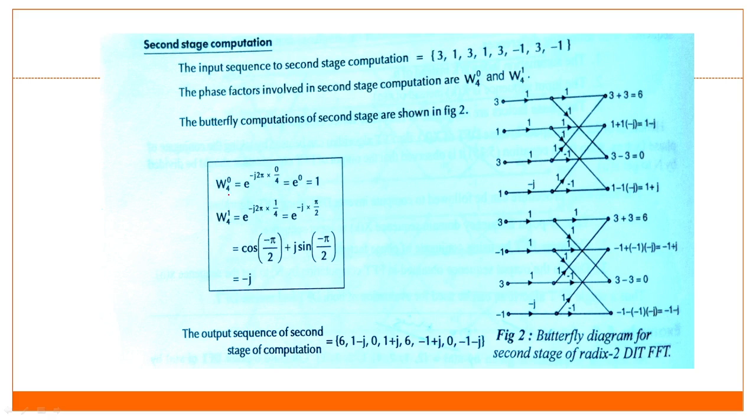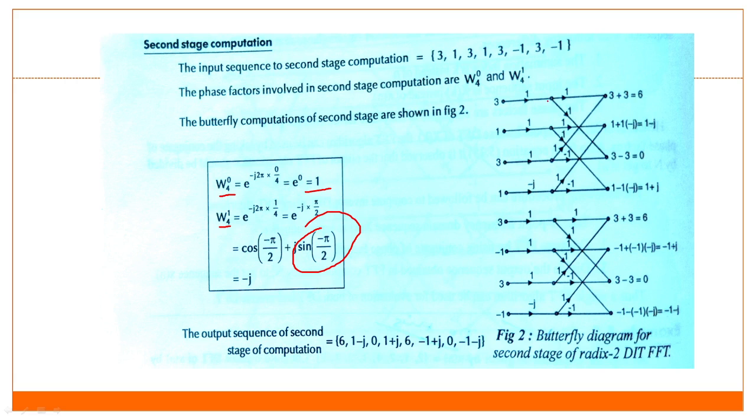So the calculation of the twiddle factor: W4 raised to 0 is nothing but e raised to 0, which is 1, and W4 raised to 1 is nothing but e raised to minus j 2 pi divided by 4. So this 2 will get cancelled, so e raised to minus j pi by 2, so its value is cos pi by 2 minus j sin pi by 2, so its value is minus j over there. That I have written over there.